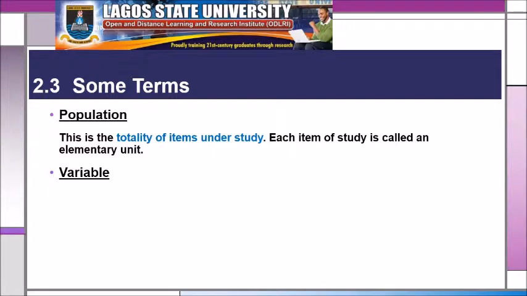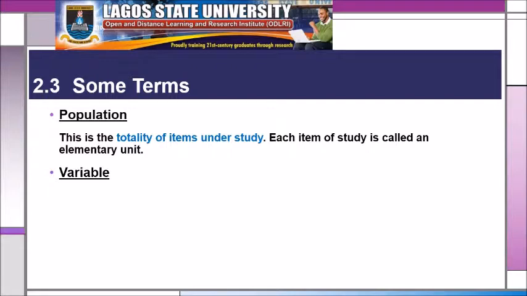Take for instance, if you want to study the families within a locality, then every family within that locality put together will constitute the population of that study. Now, population here does not refer just to population of people.